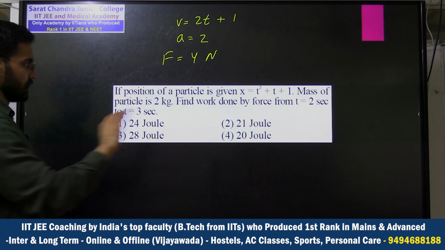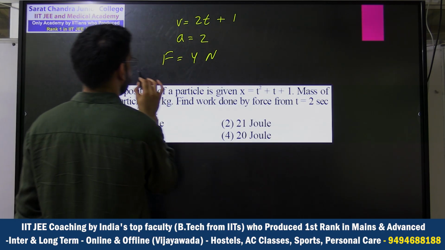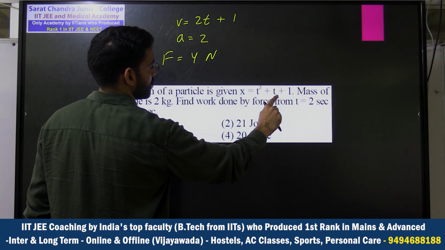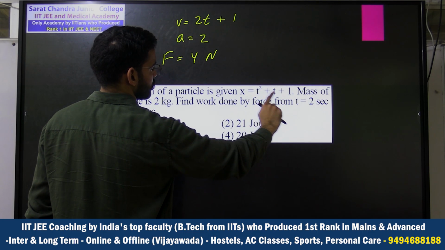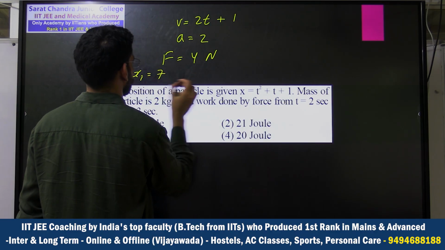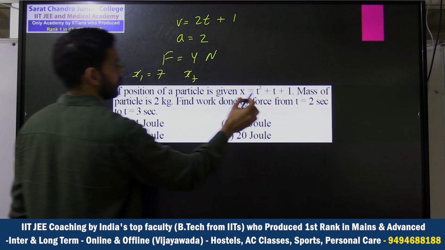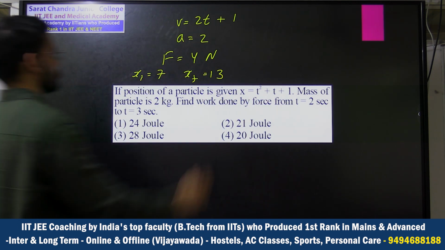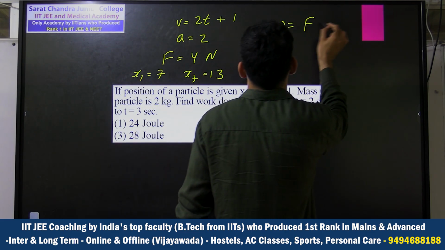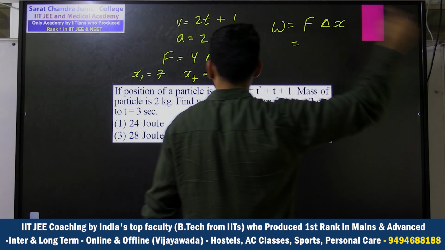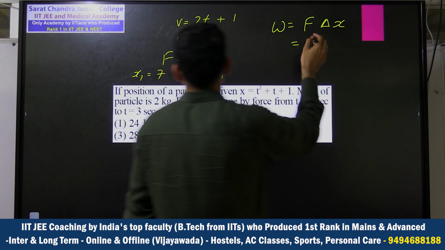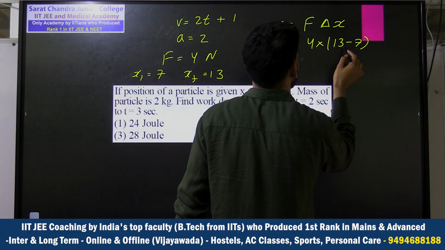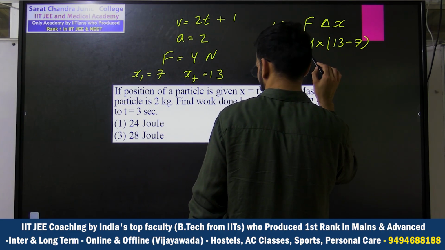Now, I am telling 2 ways. At t equals 2 seconds, where is x initial? If you see, 4 plus 2 plus 1, so 4 plus 2 is 6, 7. And x final at t equals 3: 9 plus 3, 12, 13, right? So delta x is 6. Work done equals F into delta x, because he is moving forward and the force is also positive, no problem. So this is 4 into 13 minus 7, everything in SI units. How much is this? 6 fours are 24.